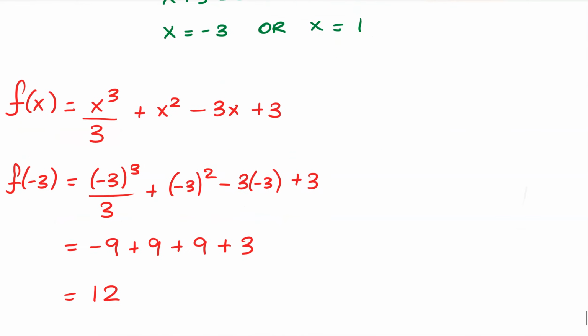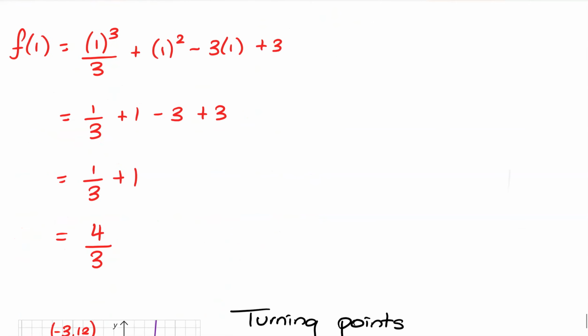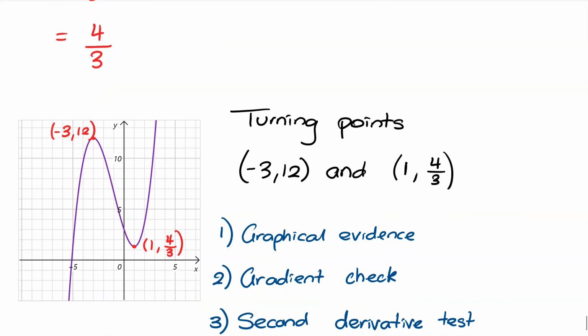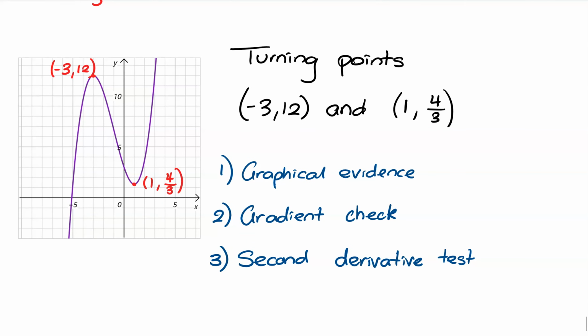And then we went on to find what those y coordinates were. And we found 12 and 4 over 3. And we found our two turning points were (-3, 12) and (1, 4 over 3), which is represented on this graph over here as well. So what we'll do now is look at how we provide evidence, or how we determine which one is a maximum or minimum.